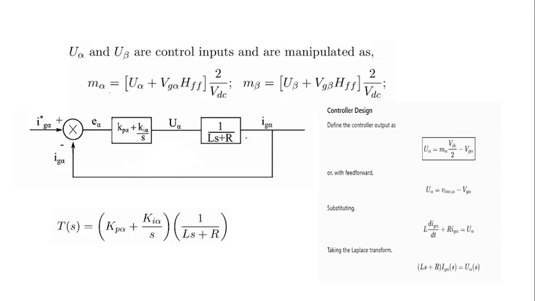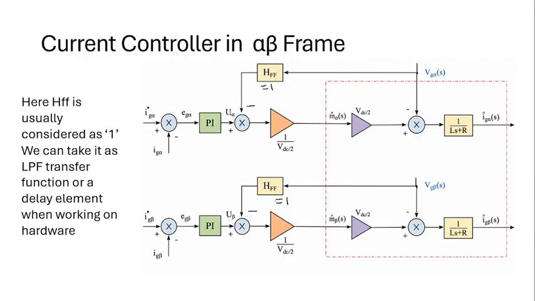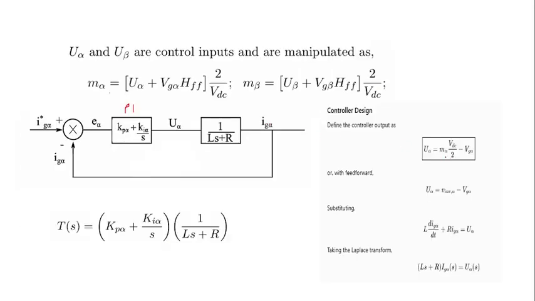So if you apply a closed loop control where this acts as a PI controller, and here U alpha, what we represented here, can be written as M VDC by 2 minus VG alpha. So this is the inverter voltage. This M VDC by 2 is VI, and this is VG alpha. So VI minus VG alpha can be considered as U alpha. This is the decided control output.